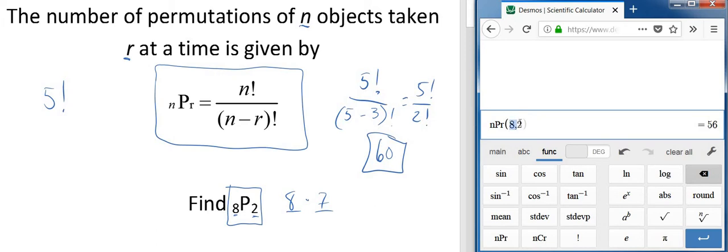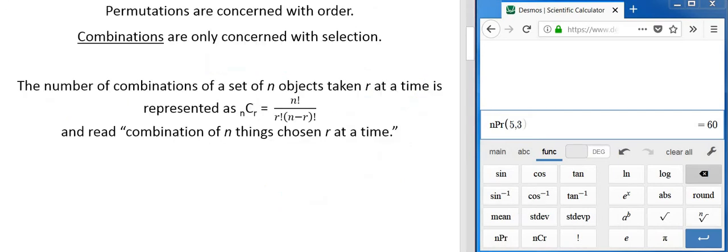Let me go back here. So 5, 3, just to do one we already did. Hey, it's 60. So that's how you put NPR in. Just push it, again, right here on your Desmos Scientific Calculator. Pretty cool. You may have a calculator do NPR as well. I'm just showing you on Desmos that's available to everyone.